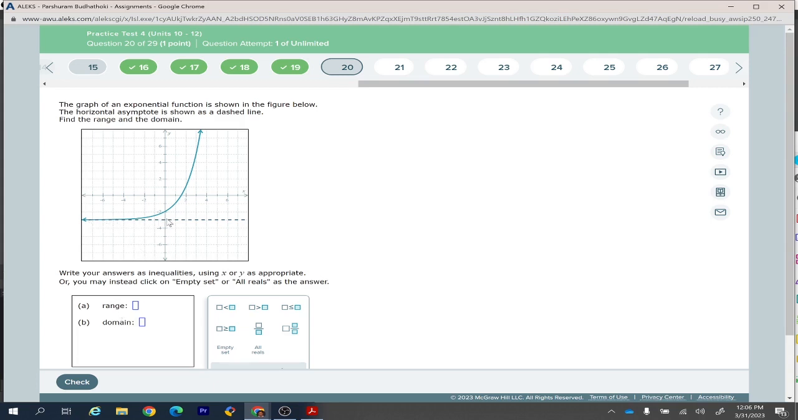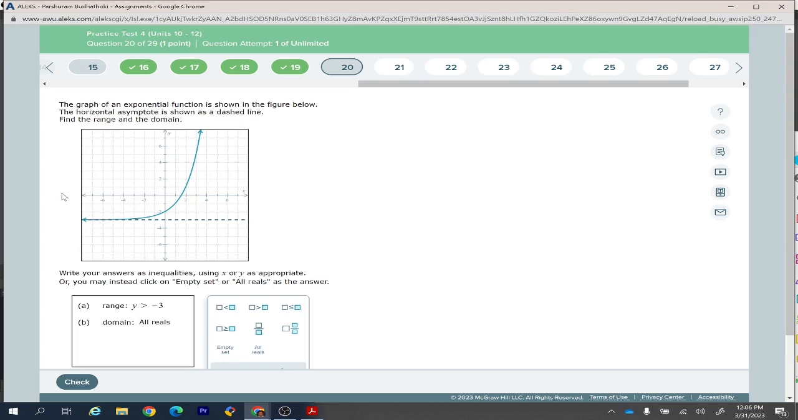The y value is starting from -3 but not including -3. So y is greater than -3. Sorry, that's the range. y is greater than -3, and then x is all real numbers because it's going from -infinity to +infinity.